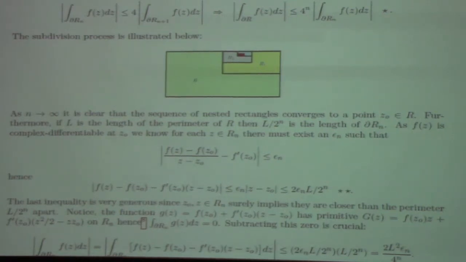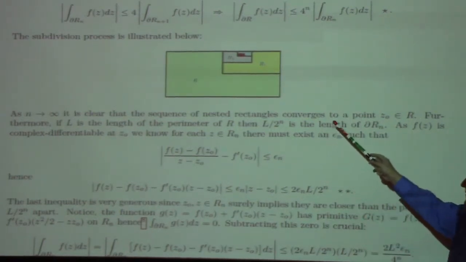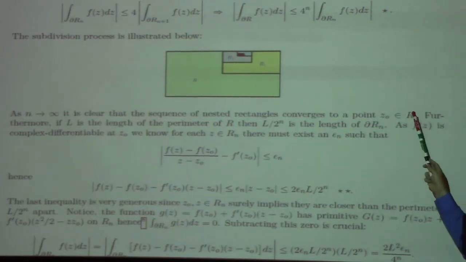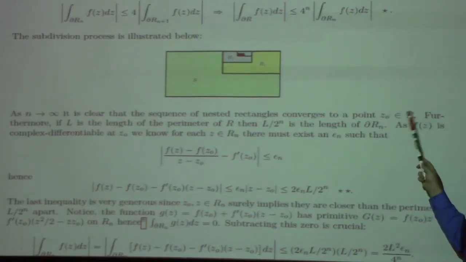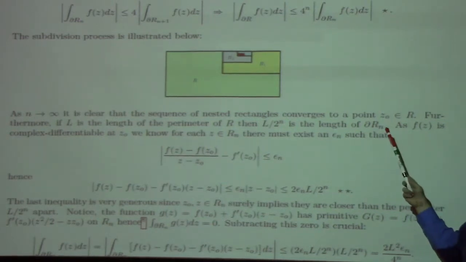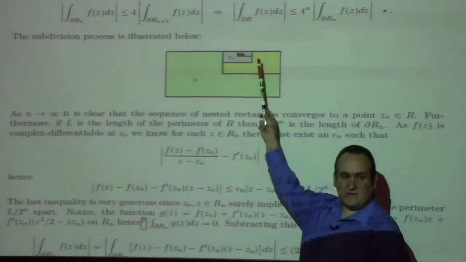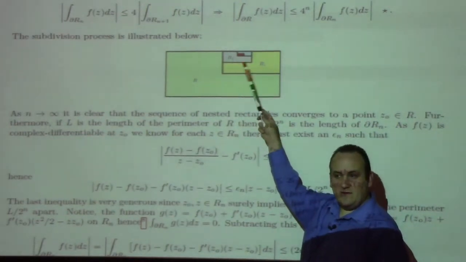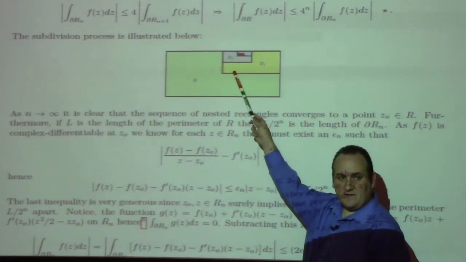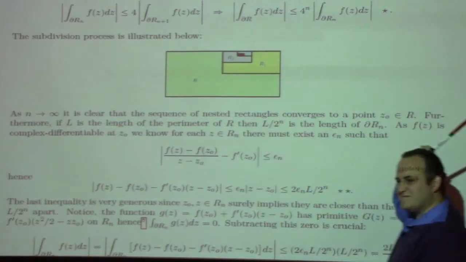Anyway, as n goes to infinity, it's clear the nested rectangles converge to some point. Now there we're using some kind of extra complex analysis idea, right? But it seems like a reasonable idea, doesn't it? If you have this nested sequence of subsets, each one inside the other, they should converge to some point if they're always getting smaller.